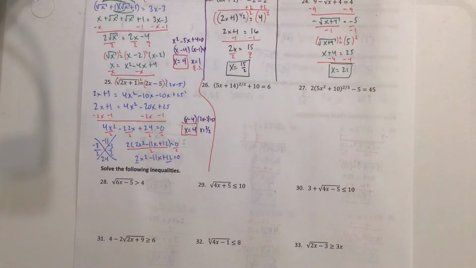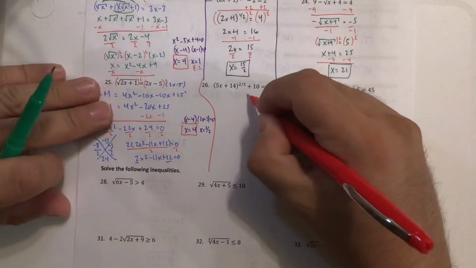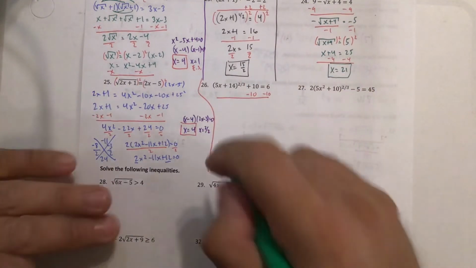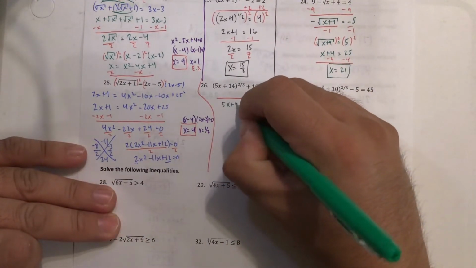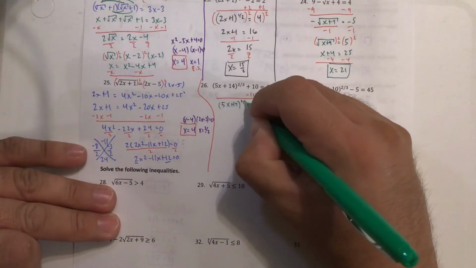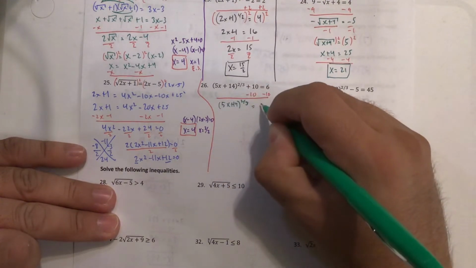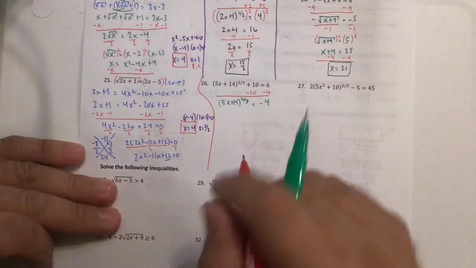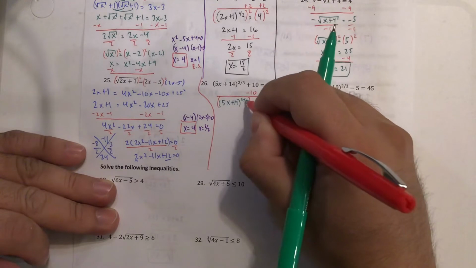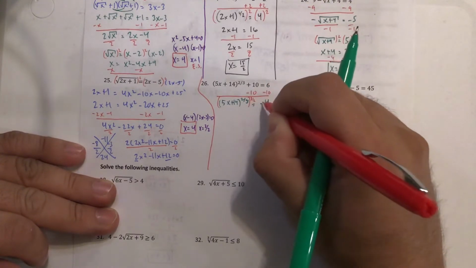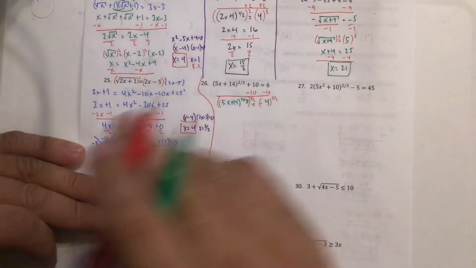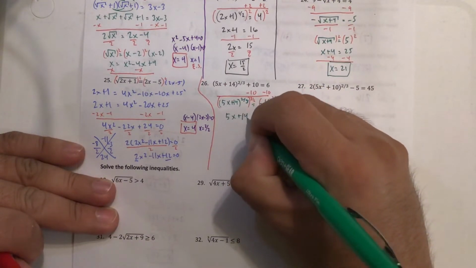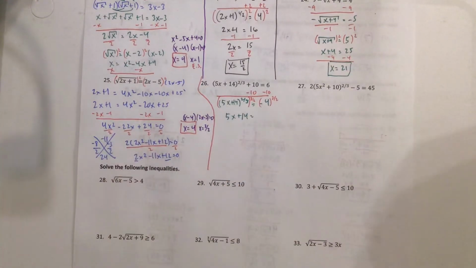Okay, so for this one right here, for 26, first thing we do is subtract 10 from both sides. So we get (5x plus 14) raised to the 2/3 power equals negative, and this 6 minus 10 is negative 4. So we raise both sides to the reciprocal. The reciprocal of 2/3 is 3/2. And these cancel out. So we have 5x plus 14 equals, now watch what happens here.